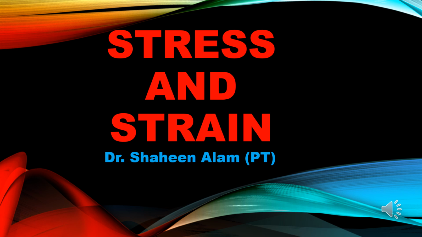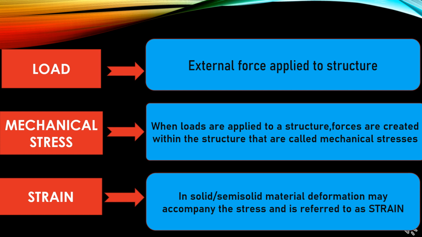Today, we'll be discussing stress and strain and how these affect the mechanical property of a connective tissue. So, before going ahead, let's understand a few terms. One is load. Load is an external force which is applied to any structure. And what is a mechanical stress? It is a stress which is created in the structure whenever any load is applied on it. And strain is basically whenever we apply any stress to any structure, it undergoes some changes and may lead to the deformation in that structure. That is known as strain.